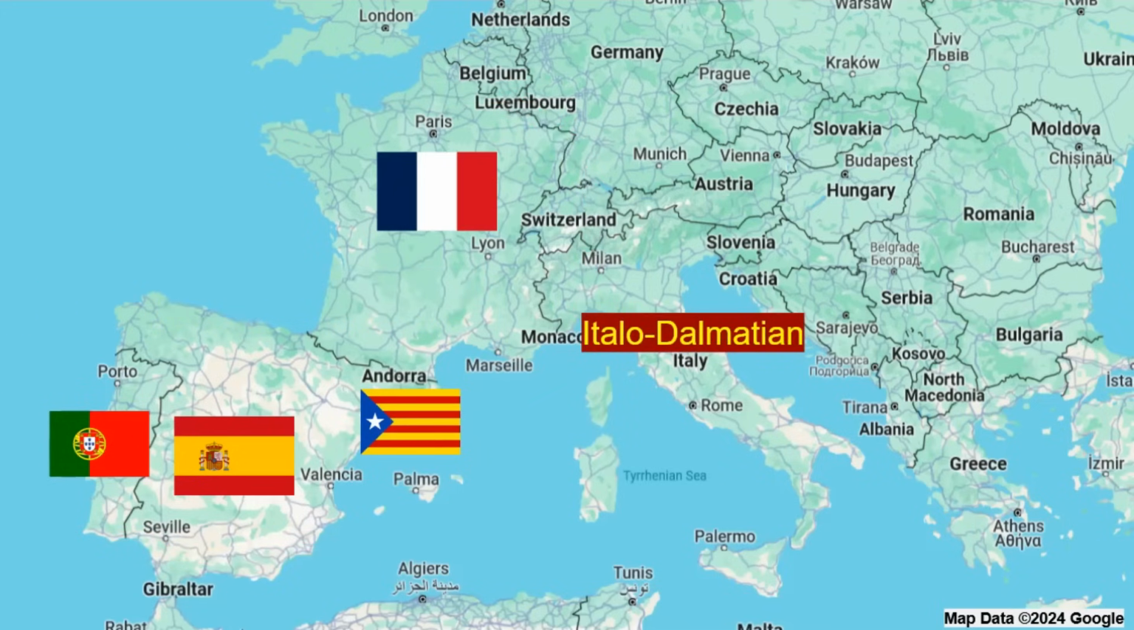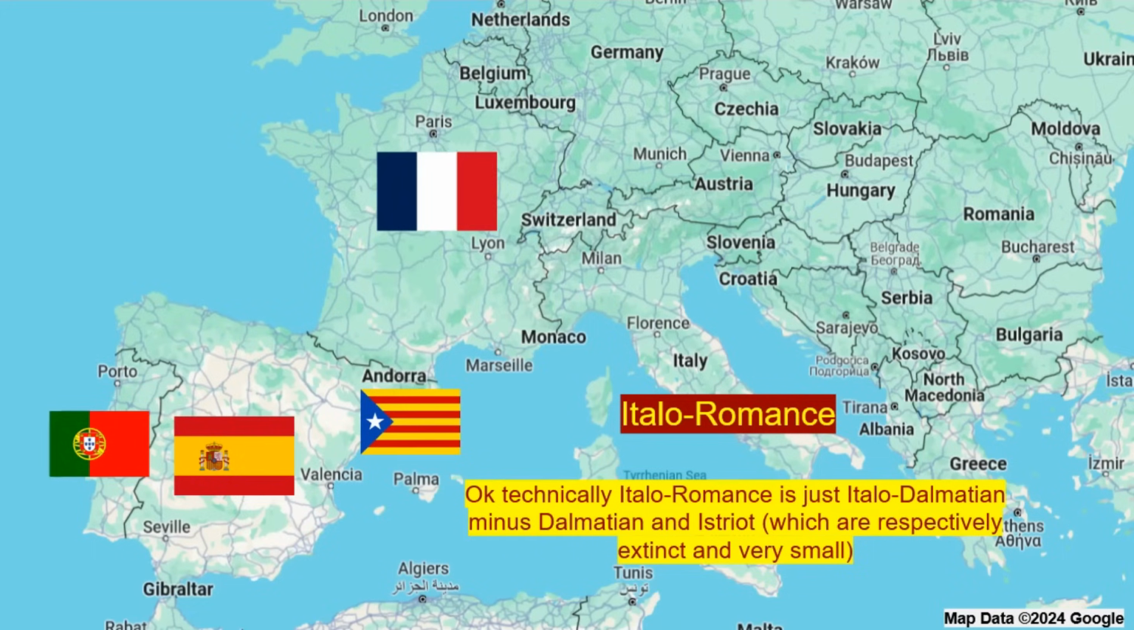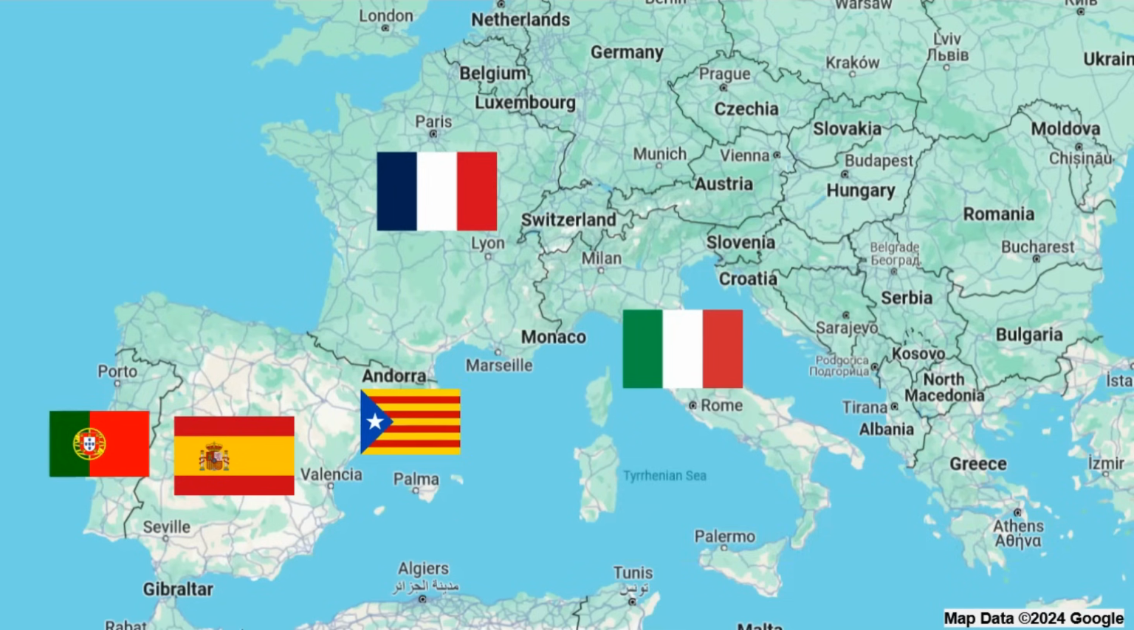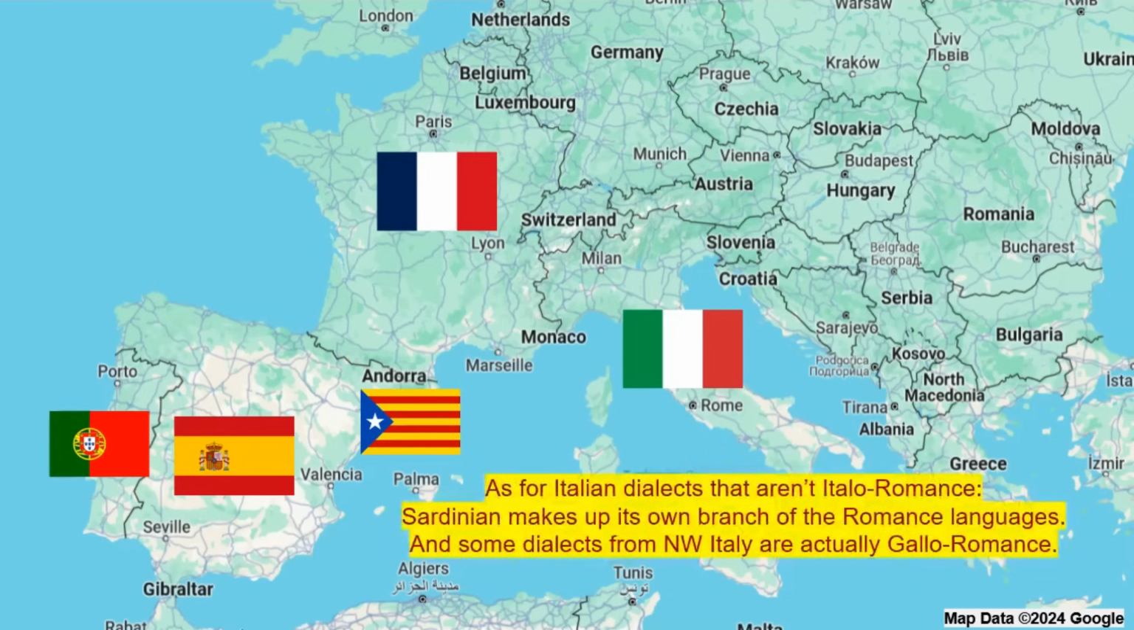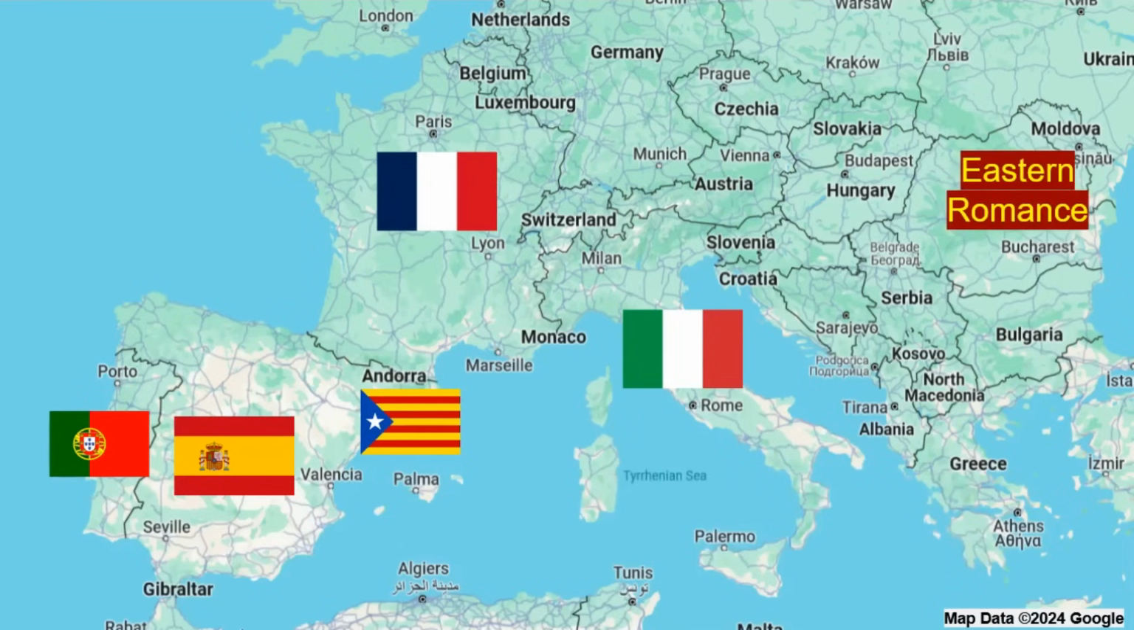So then for the east, we have Italo-Dalmatian, which I may call Italo-Romance sometimes to clarify that it's a Romance sub-branch, and that branch has, of course, Italian and most of the other Italian dialects, although not Sardinian, which is considered to make up its own branch. And finally, there's Eastern Romance, which has a lot more Slavic influence, and the main language from that branch is Romanian, of course with other minority languages.